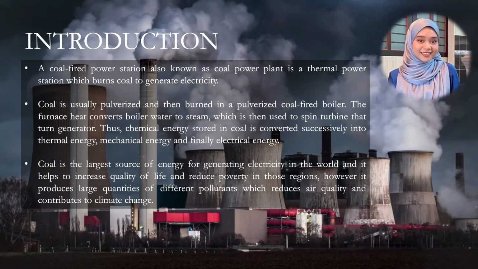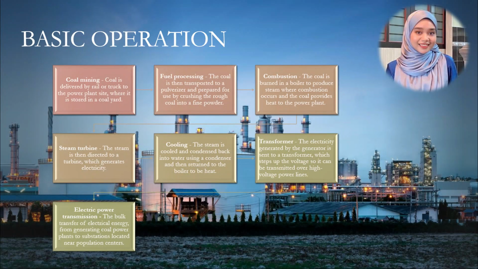Coal is the largest source of energy for generating electricity in the world, and it helps to increase quality of life and reduce poverty in those regions. However, it produces large quantities of different pollutants which reduce air quality and contribute to climate change. Here are the basic steps involved in the operation of a coal power plant.